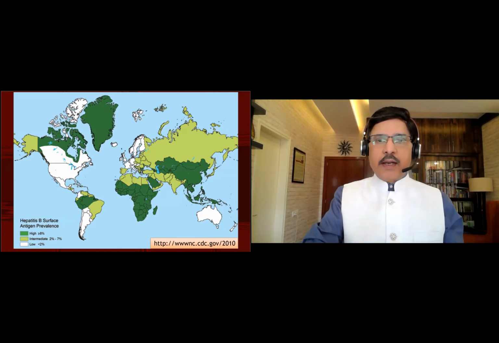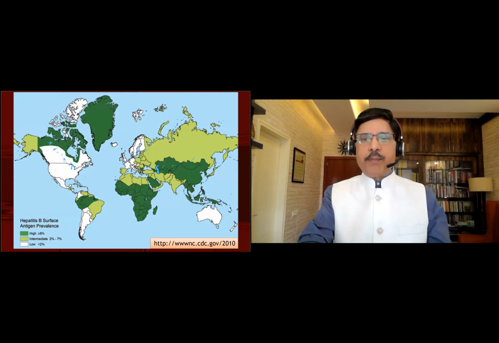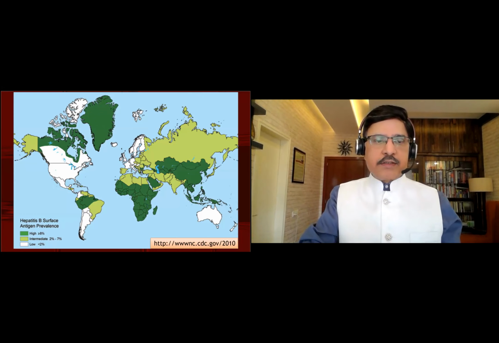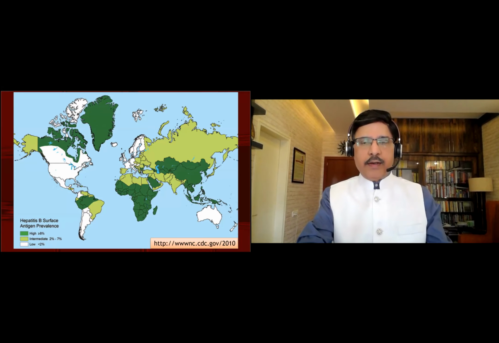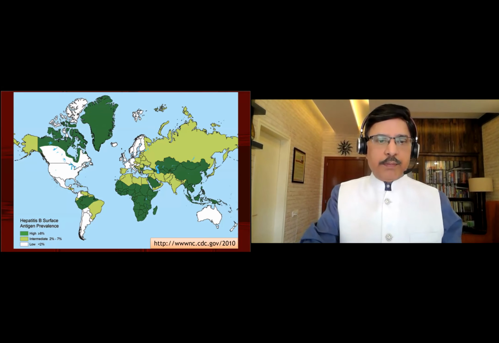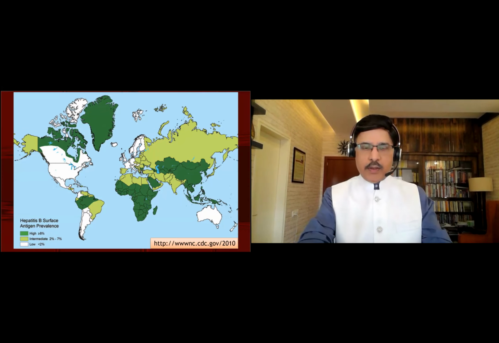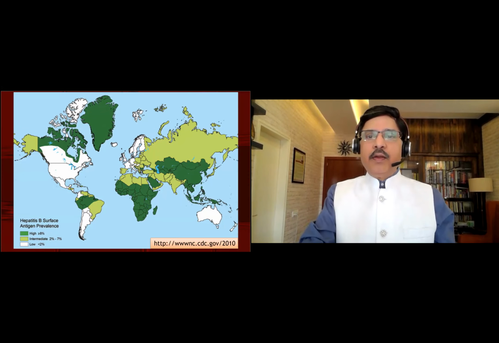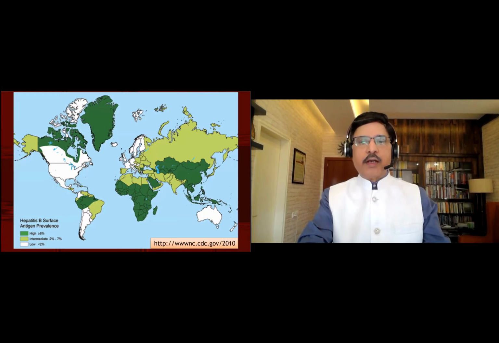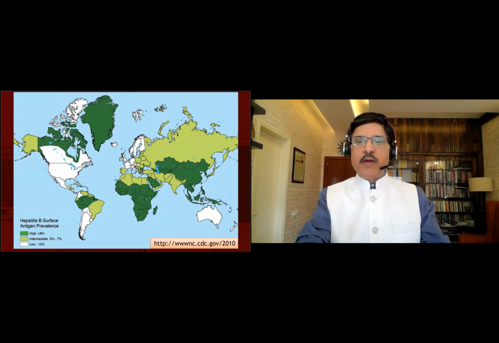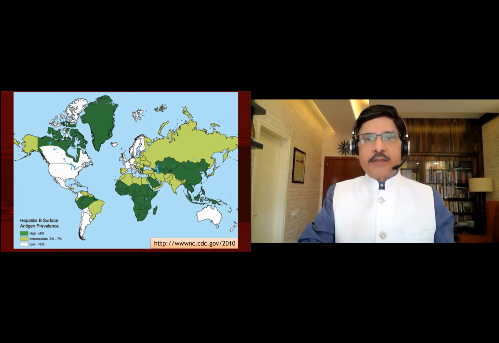Okay, you can see in this slide the worldwide distribution, and the ones in light green are the ones which are intermediate prevalence. We are in the intermediate zone. 2 to 7% is the hepatitis B virus prevalence in the world in the light green color. Dark green areas are more than 8%, and less than 2% are white in color. Why are they white in color? Because of a very potent immunization program with hepatitis B, which we do have, but we don't take. Even the majority of our doctors are also not immunized even by now. If any one of you are still not immunized for hepatitis B, please get it done immediately.